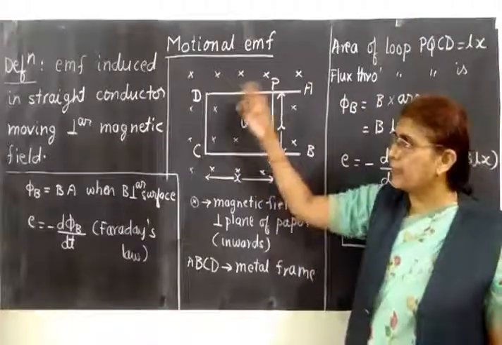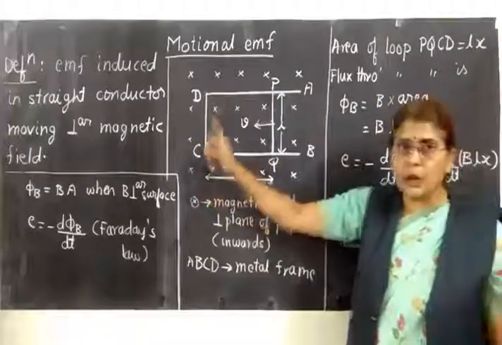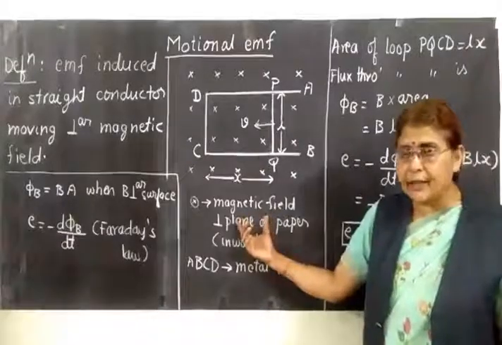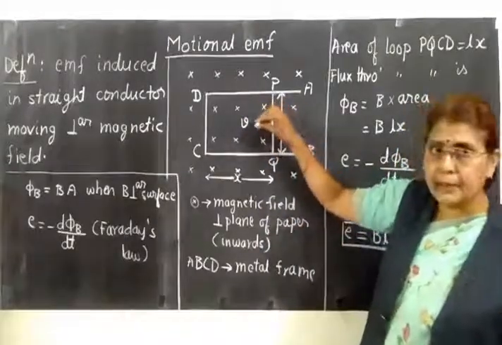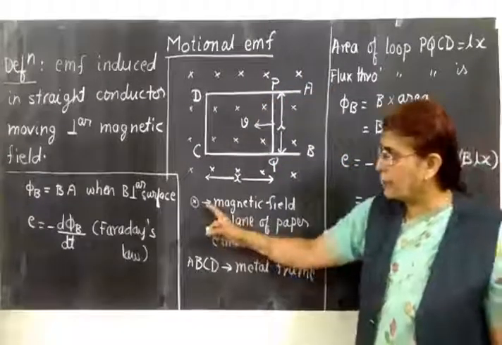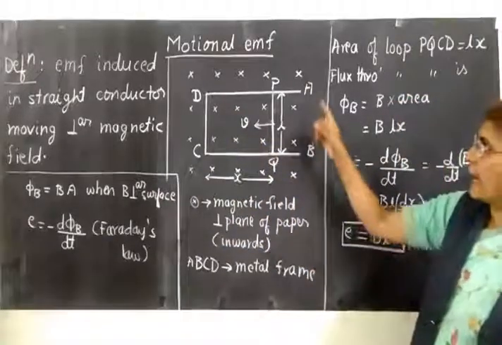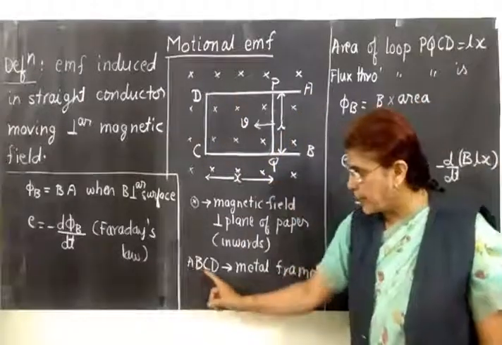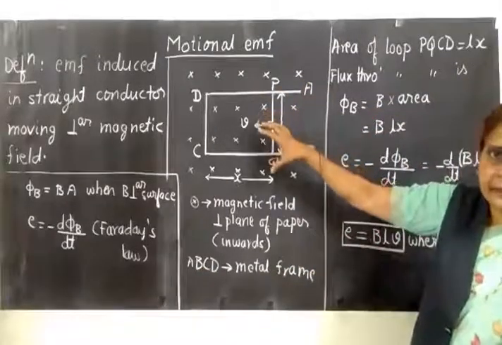The figure required is very simple. I have drawn the figure here. All over the figure I have put cross marks. What do these cross marks indicate? They indicate a magnetic field which is perpendicular to the plane of the paper and directed inwards. So you consider that there is a normal magnetic field, denoted all over by the cross marks. In this magnetic field, we have a metallic frame, rectangular in shape, that is ABCD, which is placed in this magnetic field.